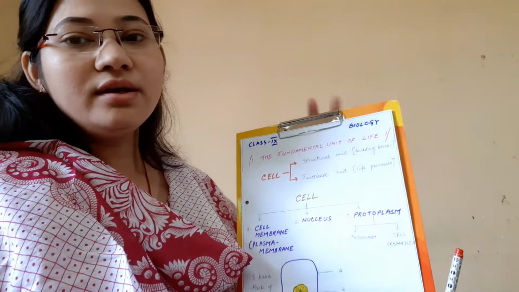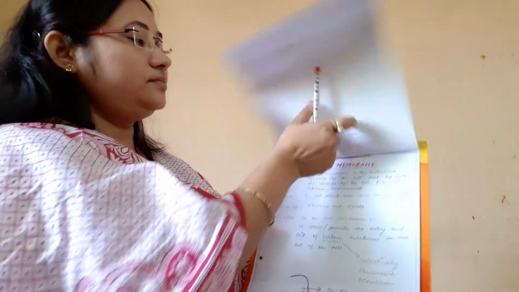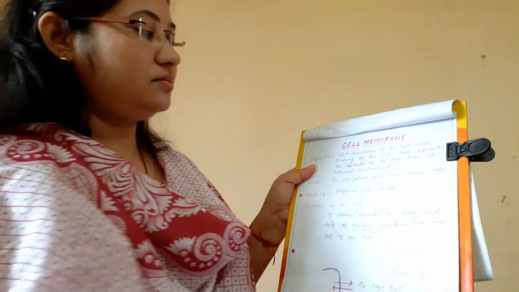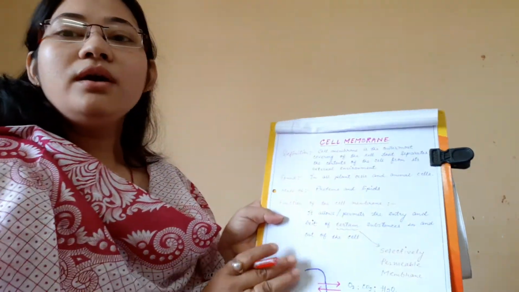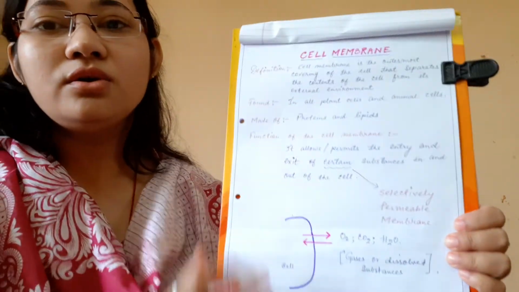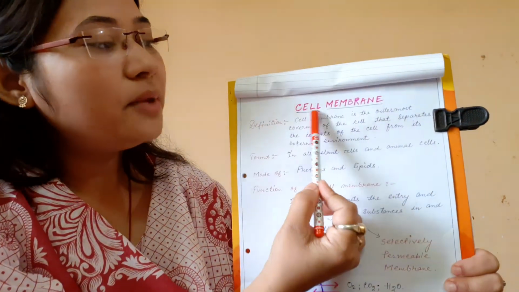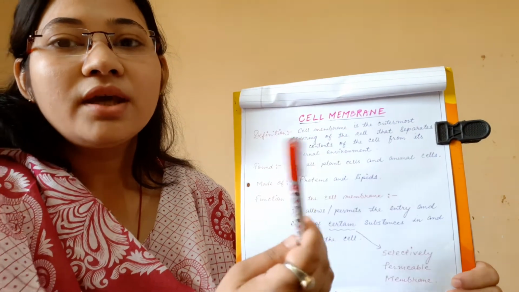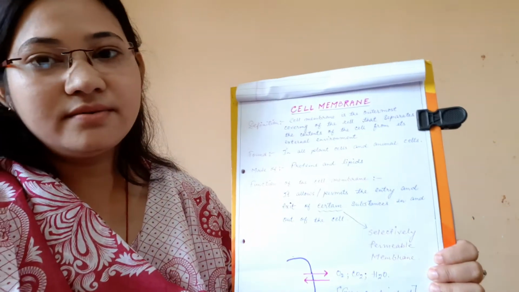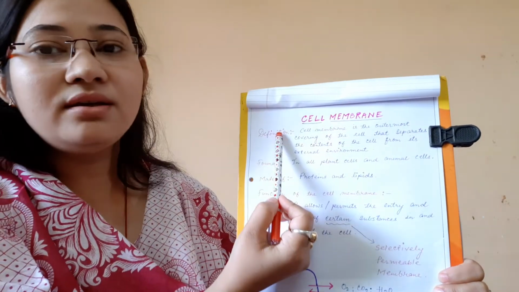Now let us go to the next topic. Now we are going to discuss cell membrane. As you know, this is the most important part of cell because it separates the content of the cell from outside. So let us define cell membrane.